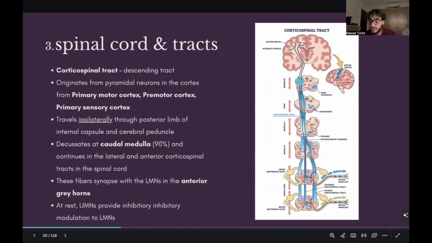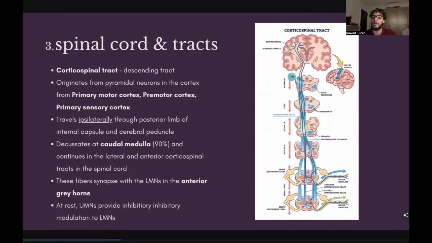All of these fibers, eventually, are going to synapse with the lower motor neurons in the anterior gray horn cells. So you have two neurons and one synapse that you should remember that make up your corticospinal tract. The first one, of the entire motor system, is your corticospinal tract. Those are your upper motor neurons coming from the brain. They're going to synapse in the anterior gray horn with the lower motor neurons, and those are your actual peripheral nerves that are going to innervate a specific muscle.